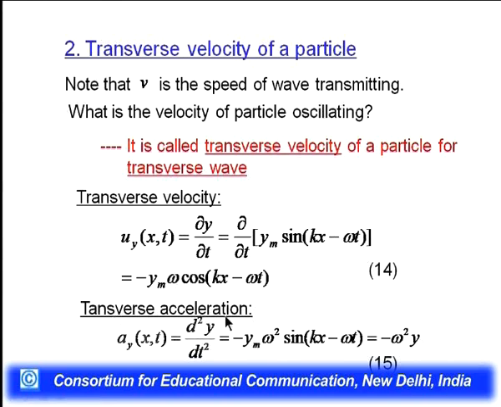For the transverse acceleration, we take the derivative of this velocity again: a_y(x,t) = d square y by dt square, which is equal to minus y_m omega square sin(kx - omega t), that we can write as minus omega square y. This is the acceleration of the transverse wave. This is the velocity of the transverse wave, and this is the acceleration of the transverse wave.